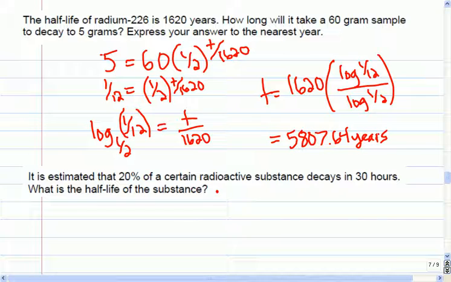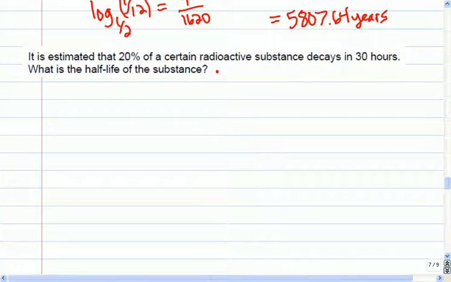Okay. So the next question says it's estimated that 20% of a radioactive substance decays in 30 hours. What's the half-life? So the tricky part here is for the half-life question, 20% decays. How much is left? Because we're measuring the amount that remains, right? These formulas tell us how much remains at a given time. So it's actually 80%, and I started with 100. So that's one way that you could set this up.